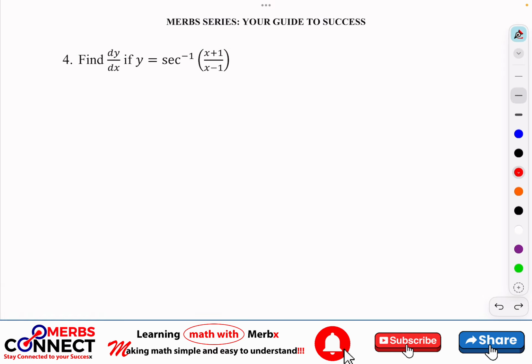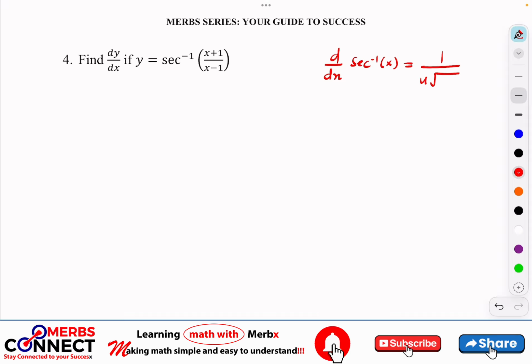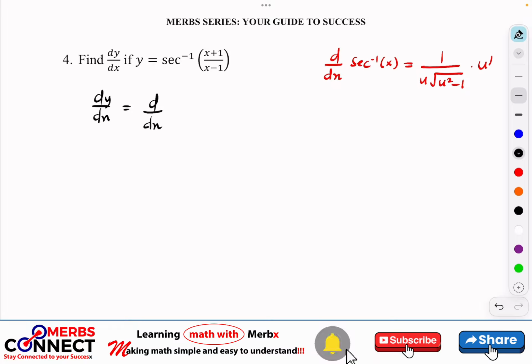Now let's do this one again. Let me write this one down here. The derivative of secant inverse of u is equal to 1 divided by u square root of u squared minus 1 times u prime. So now if I want to find dy over dx, which is the same as d over dx of secant inverse of x plus 1 divided by x minus 1, now when we compare it, our u is equal to x plus 1 divided by x minus 1.